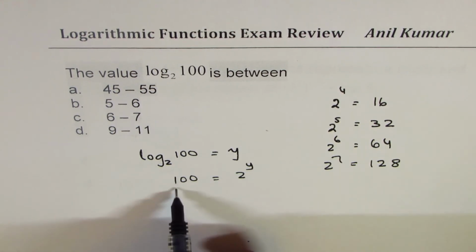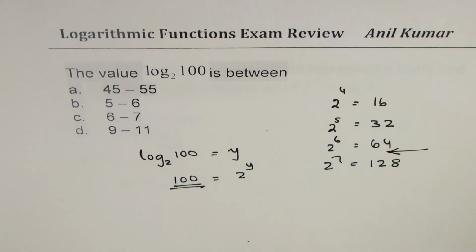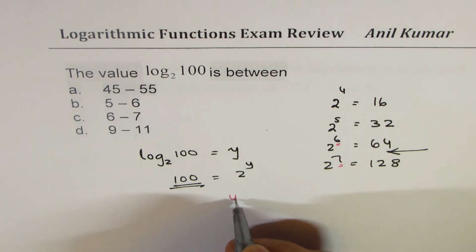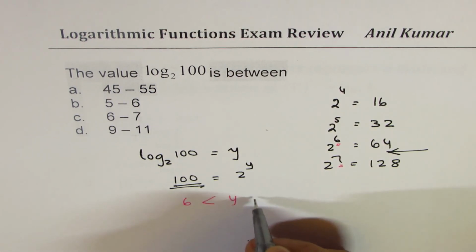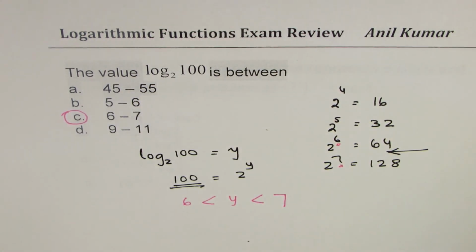Correct? So we want a value which is 100. So 100 is between these two values. Perfect. That is where the exponent is between 6 and 7, or the y value is actually greater than 6 but less than 7. So option C is the right option.